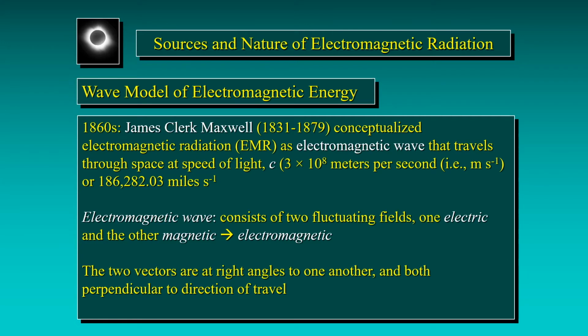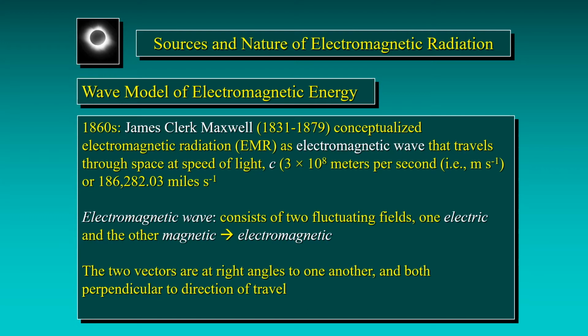In discussing the nature of electromagnetic radiation, a very important concept is the wave model of electromagnetic energy. So in the 1860s, James Clerk Maxwell conceptualized electromagnetic radiation, which, by the way, I denote very frequently in the slides as EMR. He conceptualized that as electromagnetic waves that travel through the vacuum of space at the speed of light. We denote that with little c, and that's 3 times 10 to the 8th meters per second, or 186,282 miles per second.